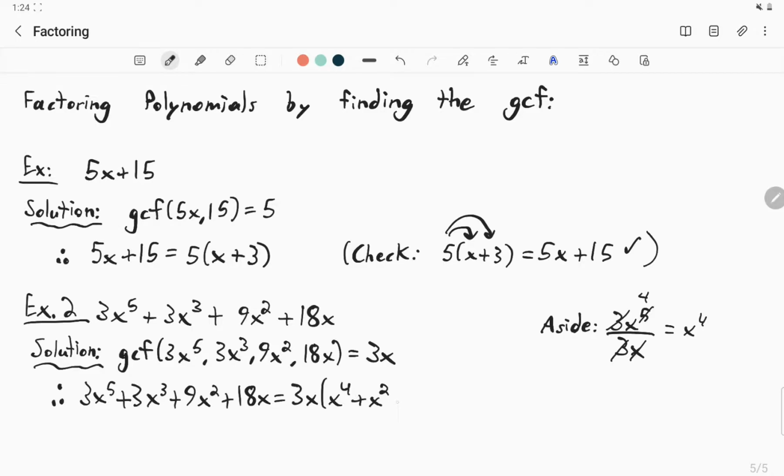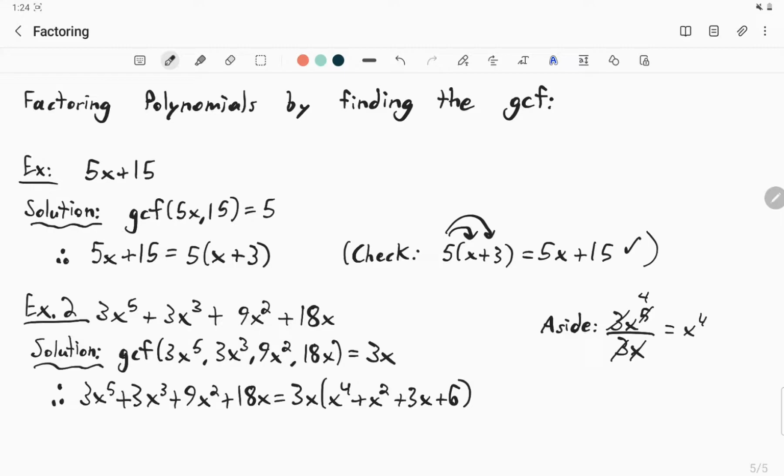9x squared divided by 3x is just 3x. 18x divided by 3x. 18 divided by 3 is 6. X divided by x is 1. You just get 6. You can check your work. What you do is you multiply 3x back through, and you should get the original polynomial. Checking your work is really important in math.